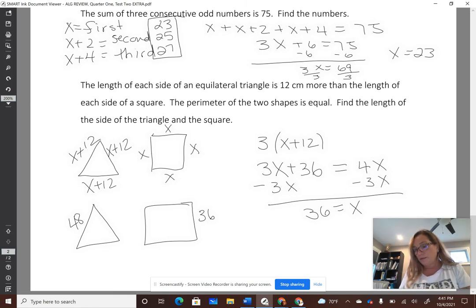I'm going to just double check that. 36 times 4, 48 times 3. Yeah, it works. Woohoo! Yay, it works. All right, so this is just the extra worksheet.